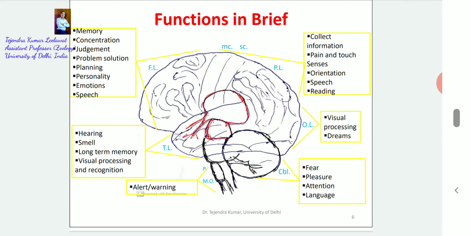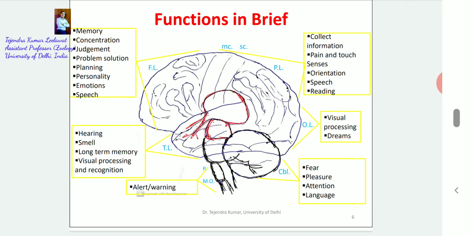So these are some important parts, and every part has a different function. Like, suppose the frontal lobe contains functions related to memory, concentration, judgment, problem solving, planning, personality, emotions, and speech. So every part has a different function. Okay, so in spite of these, you can take a snapshot and remember.